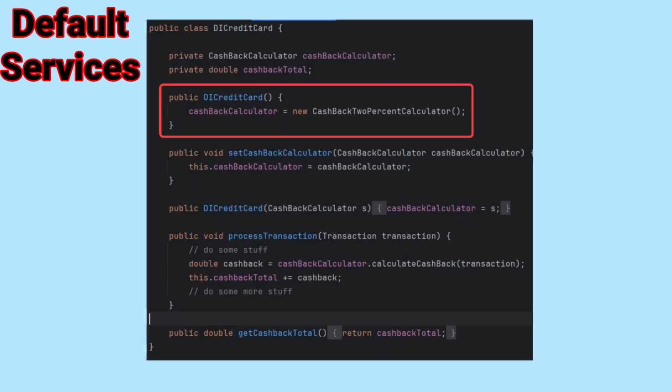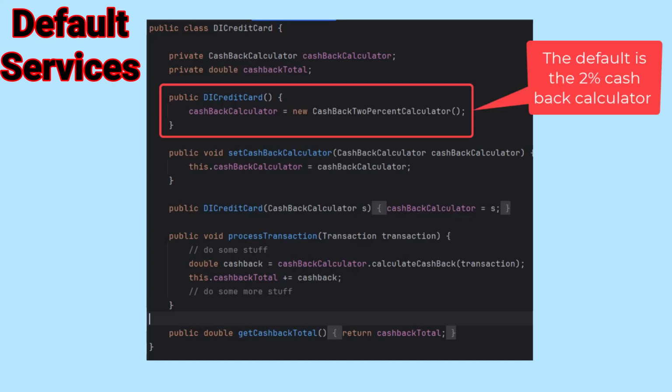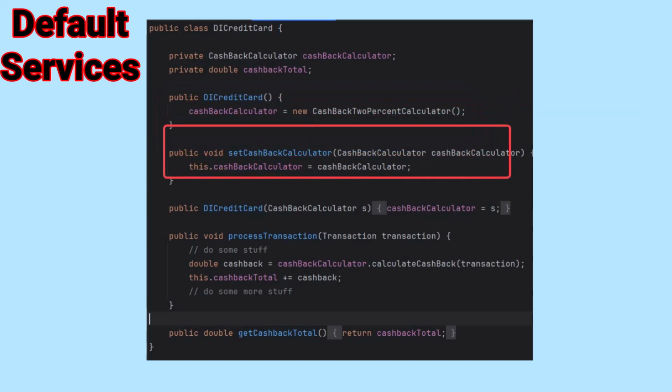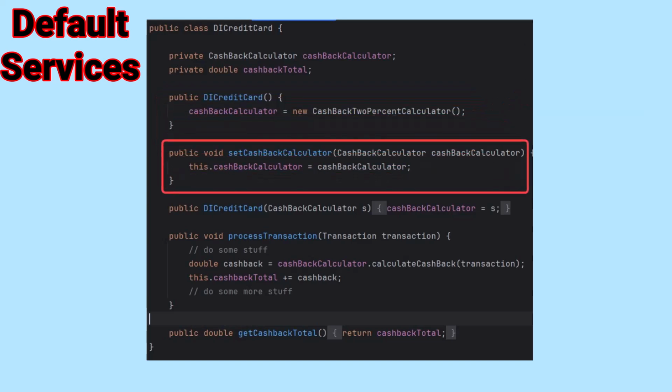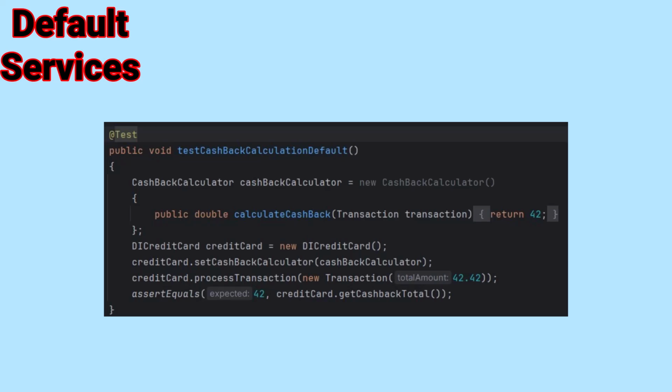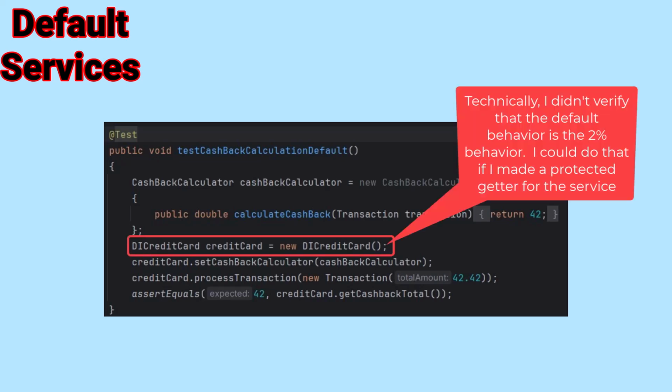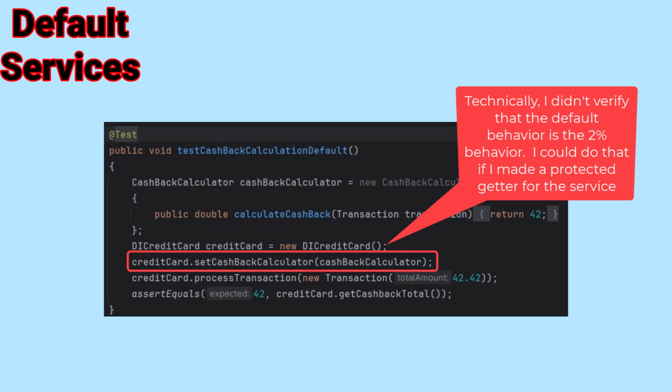We can set up that default in a no-arg constructor and delete the other constructor if we really want everyone to have that default. So I'm defaulting my credit cards to the 2% cashback calculator. If we also build a setter, then we can change the behavior on the fly. That's enough to be able to let us decouple things for testing. In my test, I can create a card with the default behavior and then use the setter to change the behavior. With this, all of the cards get that default behavior, but we can still use the stub to do the testing.